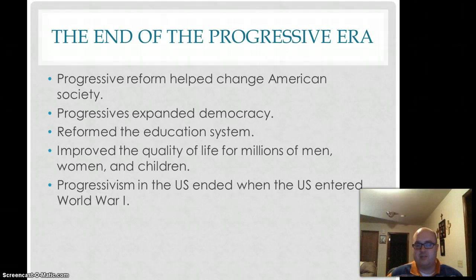And then progressivism ended when the U.S. shifted its focus to World War I, shifted its focus to Europe. Right, 1915, the Great War is breaking out. We need to help out, and so we're going to shift our focus from the internal progressive movement over to Europe.